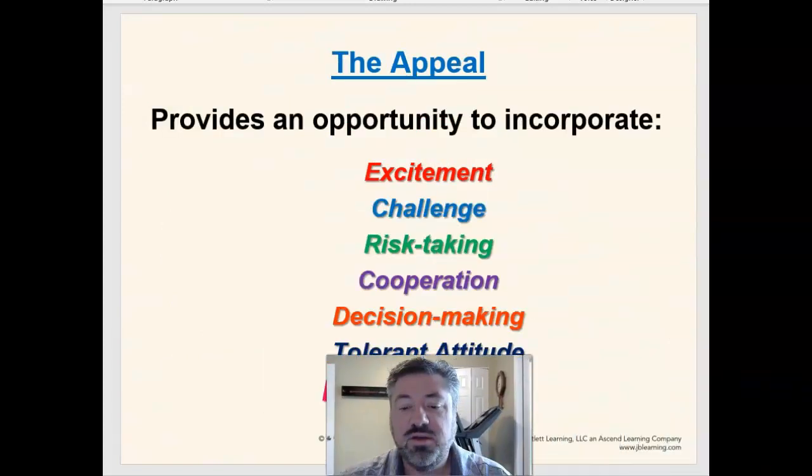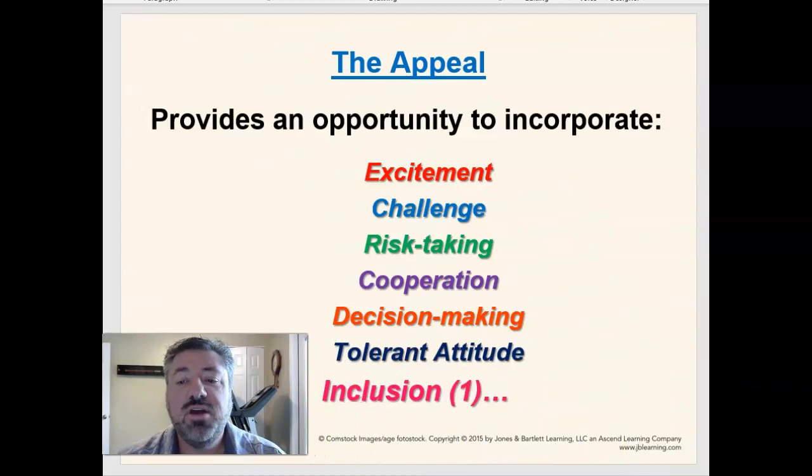The appeal for the outdoor education model is that it provides an opportunity to incorporate a lot of different things outside of just our sports setting when we get to the secondary curriculum development phase. It can bring in some excitement because we're doing new activities. It can bring in some challenge. We have to consider safety. We have to consider some things we haven't done before. Think about rock climbing. It's a challenge to get to the top, or a ropes course.